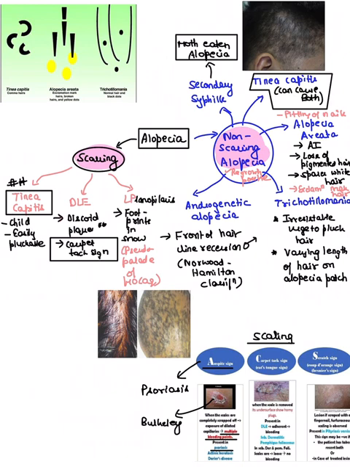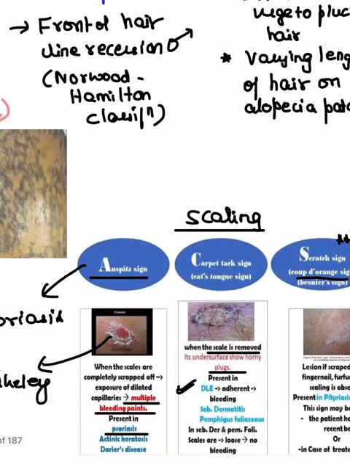Now coming on to the carpet tack sign, when you try to scratch the lesion, when the scale is removed, the under surface shows horny plugs. This is present in DLE, discoid lupus erythematosus. Now coming on to the other sign seen in scaling, that is the scratch sign. This is also known as Coup d'ongle sign or Besnier sign, okay, guys. So where is this sign seen, guys? This sign is seen if the lesion is scraped with a fingernail. So it is present in pityriasis versicolor, guys.